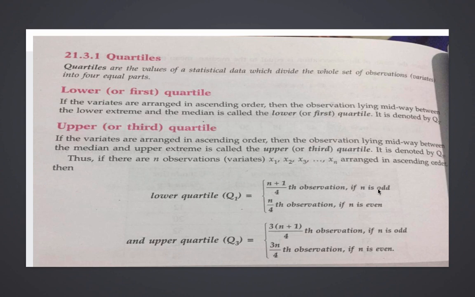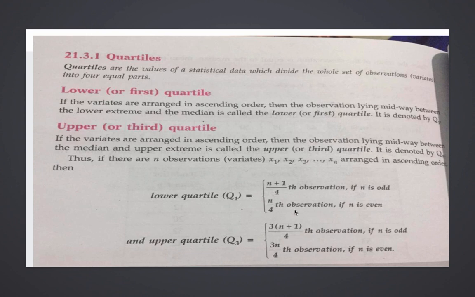Again, there can be two cases. The number of observations can be odd, the number of observations can be even. For even, I have told you just now the example, 8 variates are there, 8 observations. So 8 upon 4, 2. So obviously 4 equal parts mean 2 observations. So that is what it is.